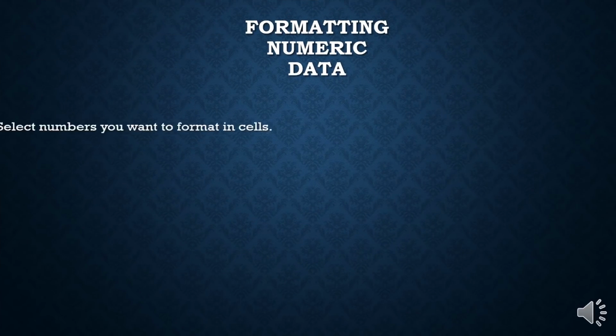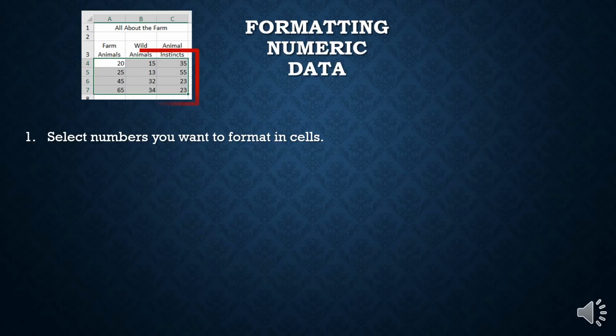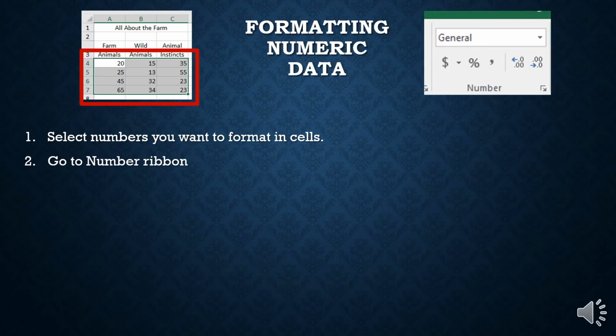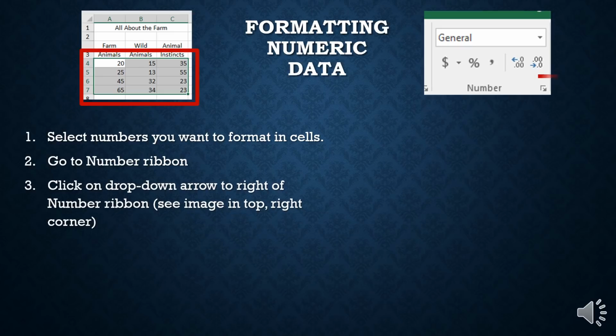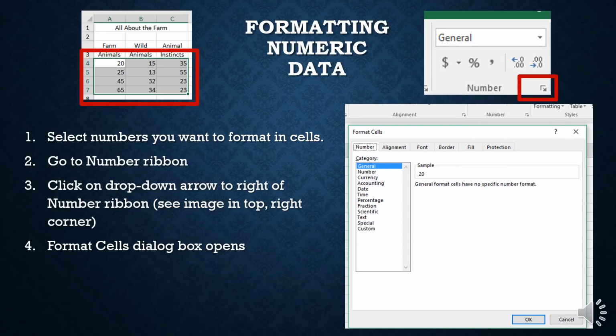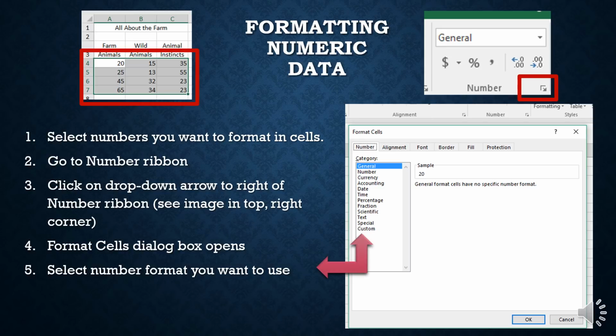Formatting numeric data. First, select the numbers you want to format in your cell. Go to the number ribbon. Click on the drop-down arrow to the right of the number ribbon. That would be the little slanted arrow in the little small box. A Format Cells dialog box will open, and you want to select the number format you want to use. Then click OK.